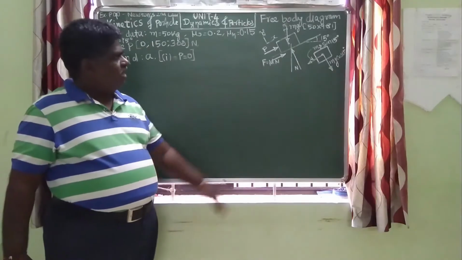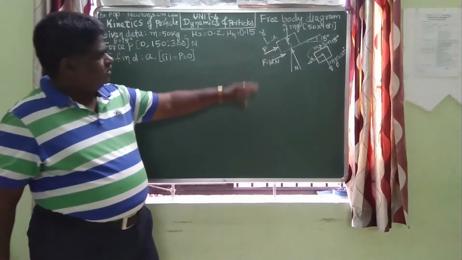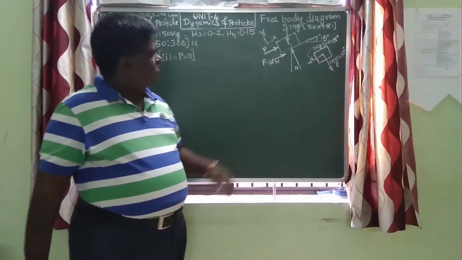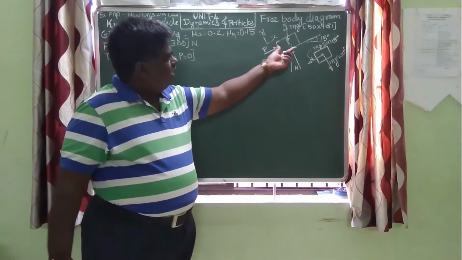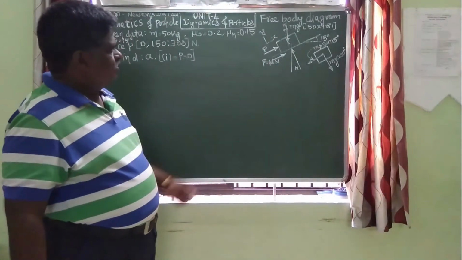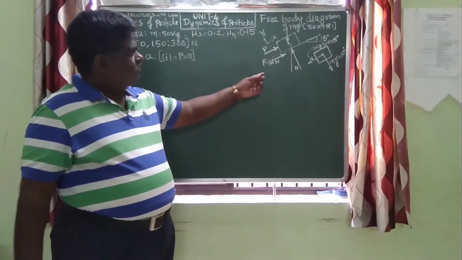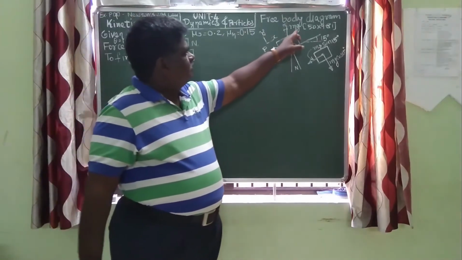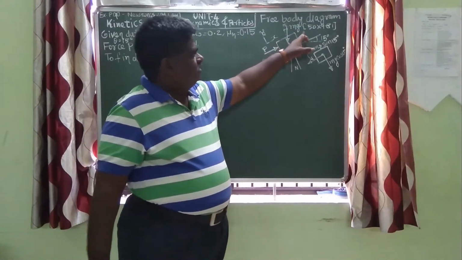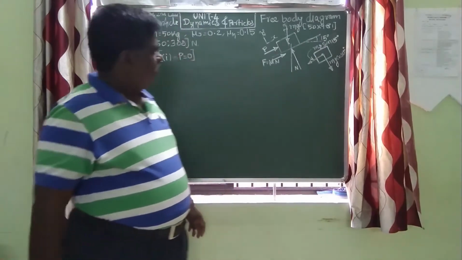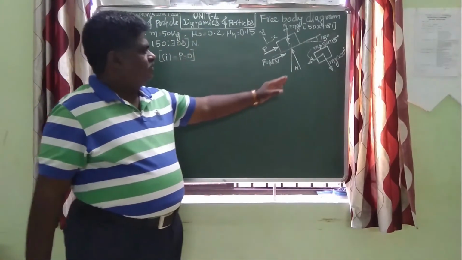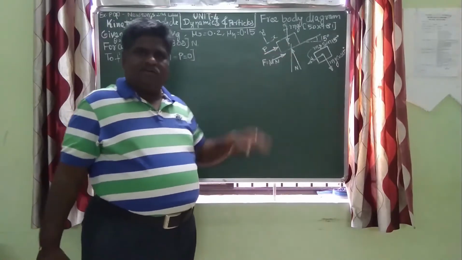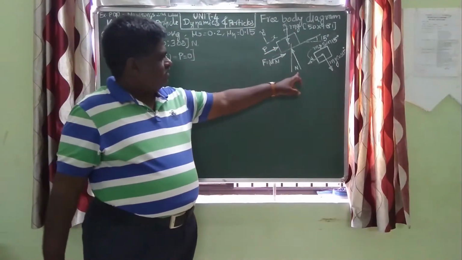First step, we have to draw a free body diagram. The block is lying on an inclined surface. The block weight is 50 kg. Due to the 50 kg, the force is acting in the downward direction, that is m times g, 50 into 9.81. Then the reaction force is acting normal to the inclined plane, that is N.